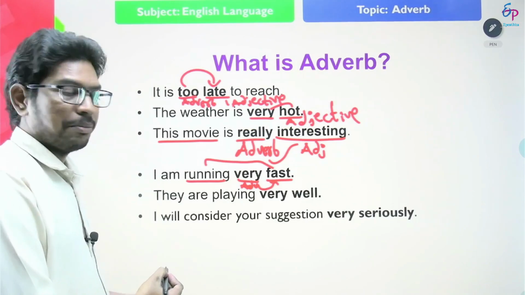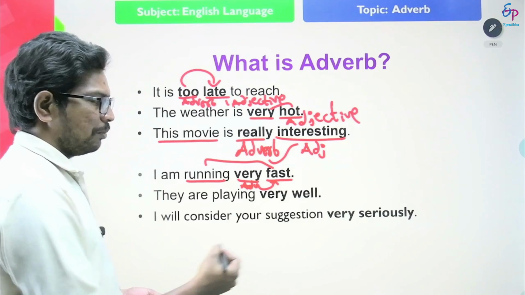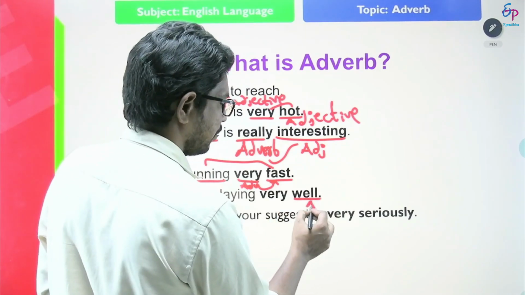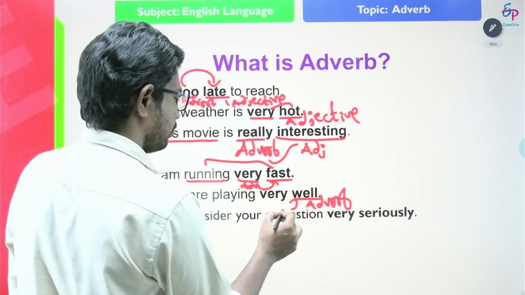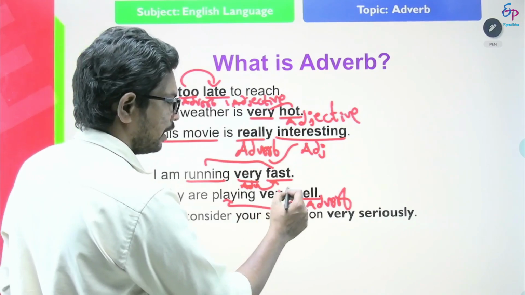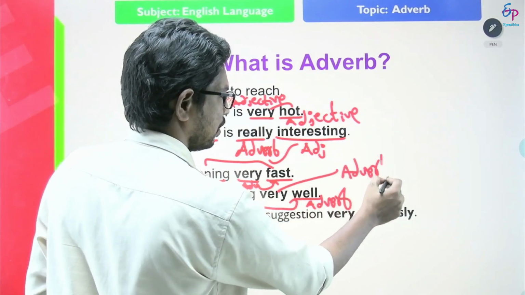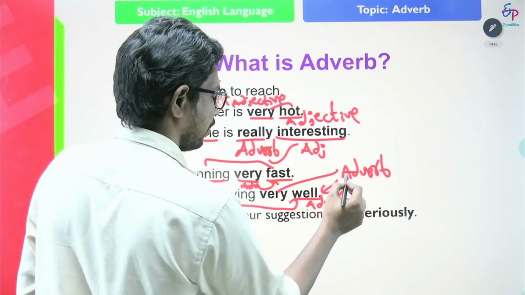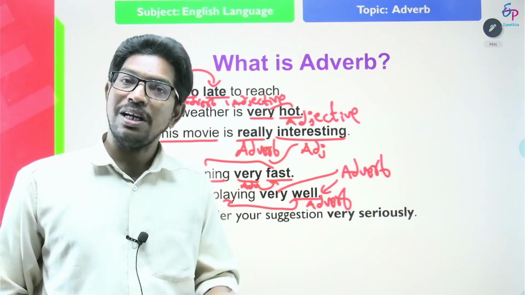Look at another example. They are playing very well. In this statement, well is an adverb. Well is modifying the verb playing. So very is also an adverb that is modifying well. So an adverb modifies another adverb.